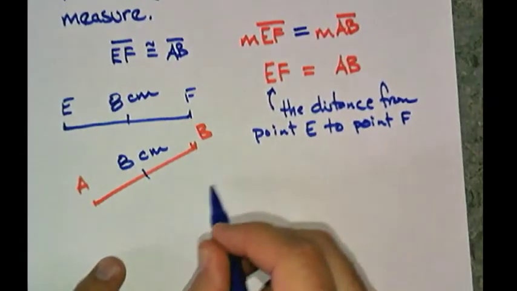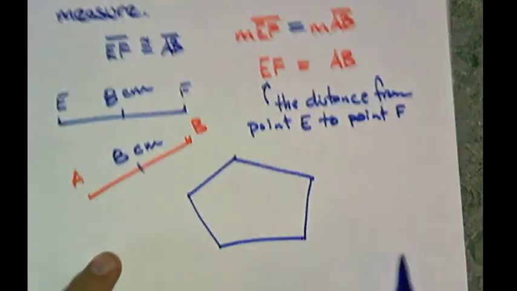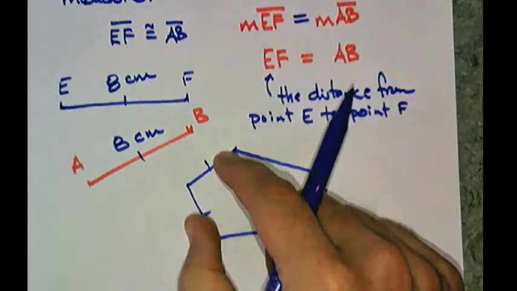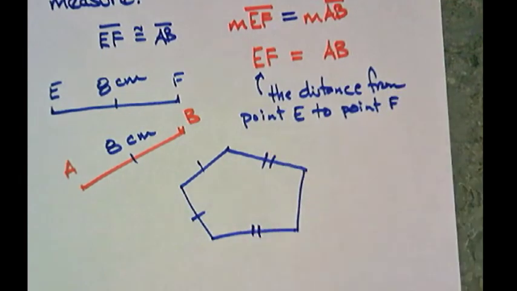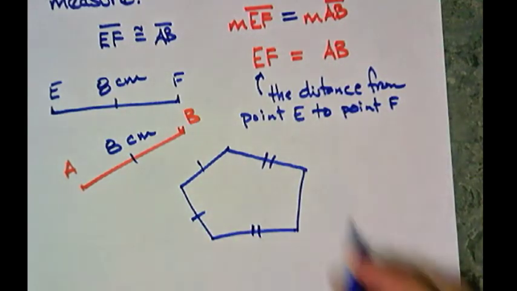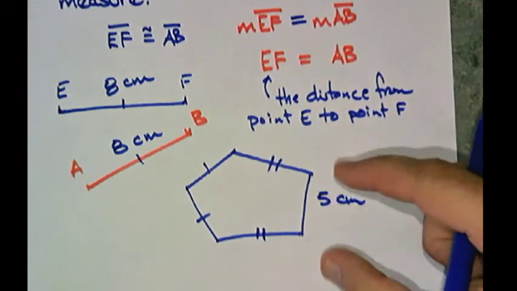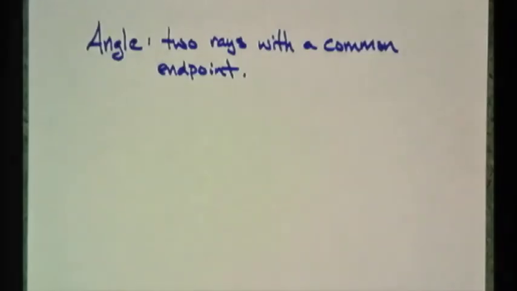If I have a segment, let's see, I'll make a polygon with a bunch of segments. If I put this tick here and that tick there, that means those two are congruent. I could also put 2 ticks, meaning these two are congruent. And if I put nothing there, then it's congruent to nothing. If I put a 5 here, it tells me how far it is from here to here, but doesn't tell me how it relates to the other ones.